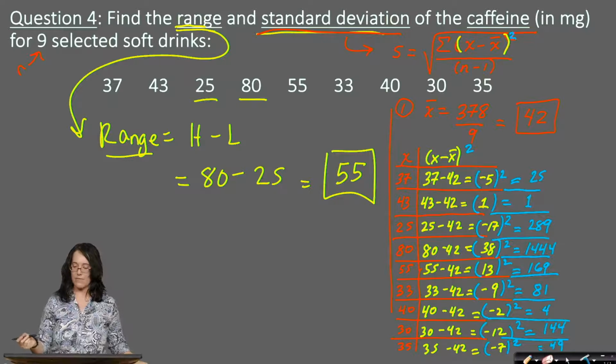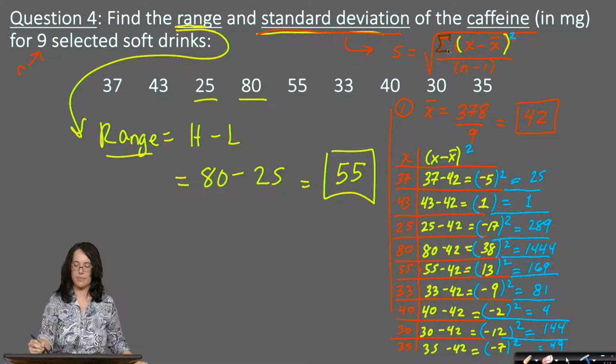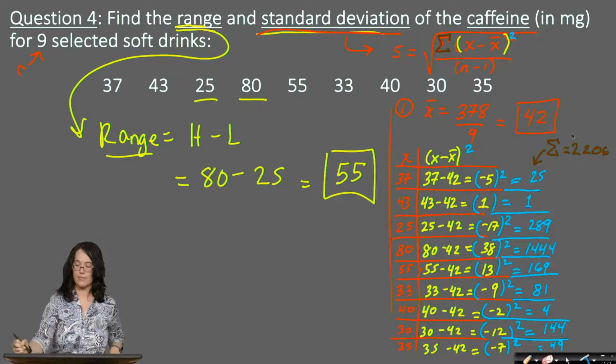Okay, so once we have that, we are ready for the next step, which was add them up. That's what that sum is. So this was our fourth step, if you will. What is the sum of all of those values when I add them up? Well, I take 25 plus 1 plus 289 plus 1,444 plus 169 plus 81 plus 4 plus 144 plus 49. What did you get? That's right, I got 2,206.